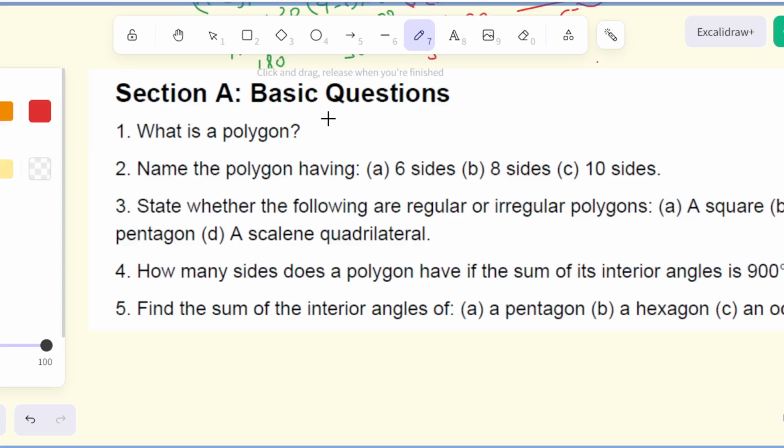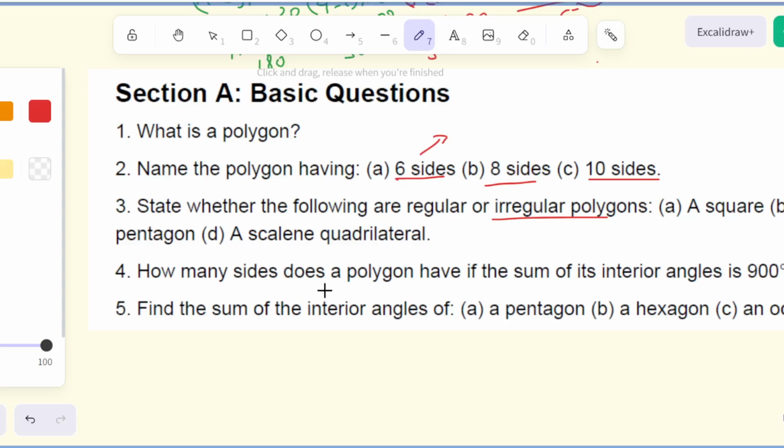We just discussed, right? So polygon is a closed figure made up of straight lines, isn't it? And name the polygon having 6 sides. What is that? Hexagon. 8 sides is octagon. 10 sides is decagon. State whether the following are regular or irregular polygons. Regular means where all the sides and angles are same. That's what we have learned, right? And irregular means where the sides and angles are not same, right?